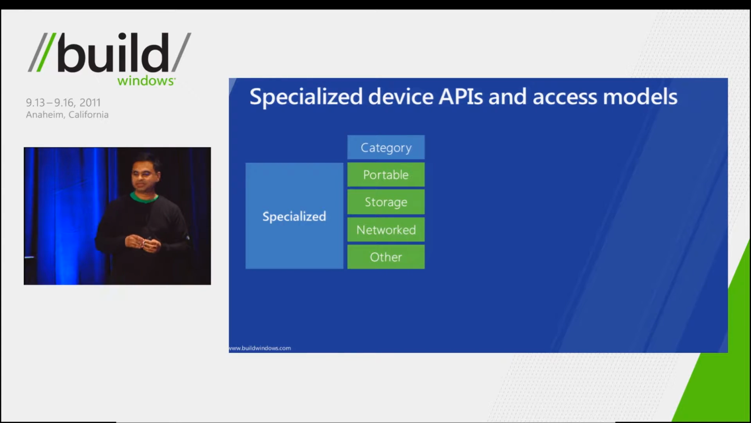Then there are network devices. There are 2 kinds of network devices: devices that are accessed in the intranet, like it might be in your home, like your DLNA TV, and devices that are accessible through an online service, like your DVR. Let's say you want to write a MetroStyle app to program your DVR. So there are two kinds of specialized devices.